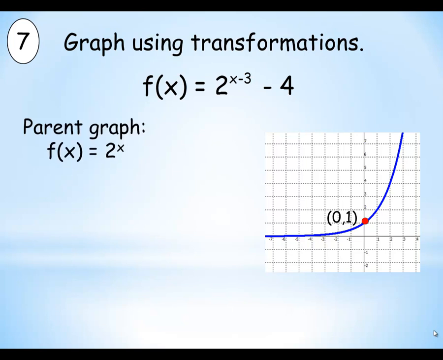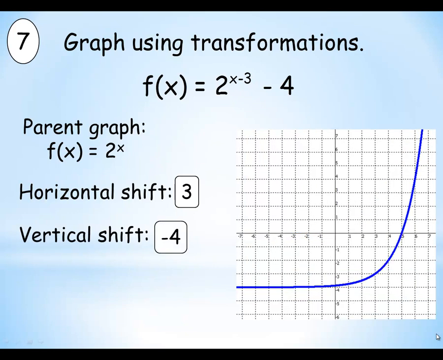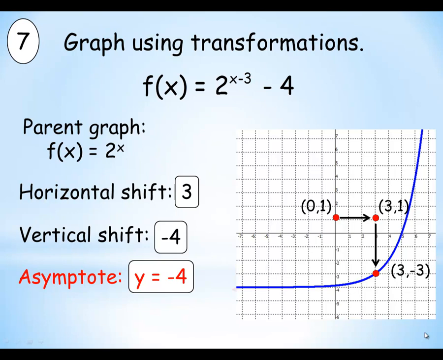We begin with the parent graph, y equals 2 to the x. The horizontal shift is 3. It's the opposite of -3. The vertical shift is -4. So we start at the y-intercept 0, 1. We move to the right 3 units and down 4 units. Now we graph the asymptote, which of course has the equation y equals -4.